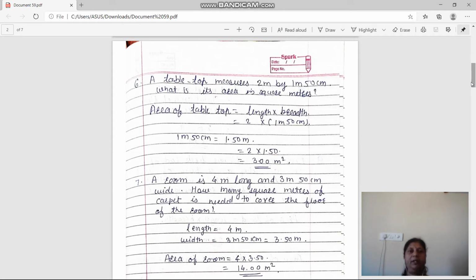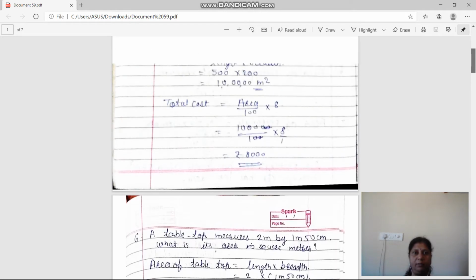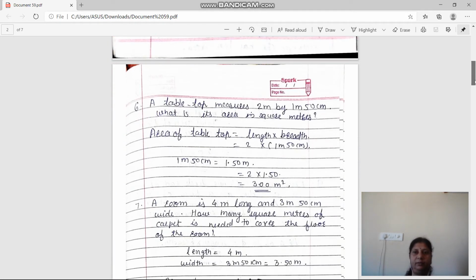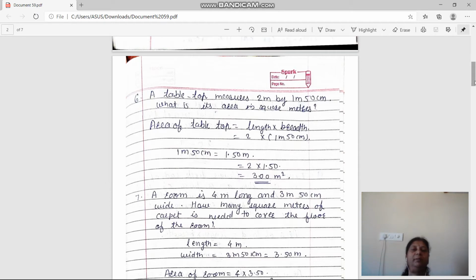Sixth example: a tabletop measures 2 meter by 1 meter 50 centimeter. What is its area in square meters? Understand the examples properly. We have solved the fifth one, right? A tabletop measures 2 meter by 1 meter 50 centimeter. What is the area in square meters? First of all, what is the shape of the tabletop? It is always in rectangular form.